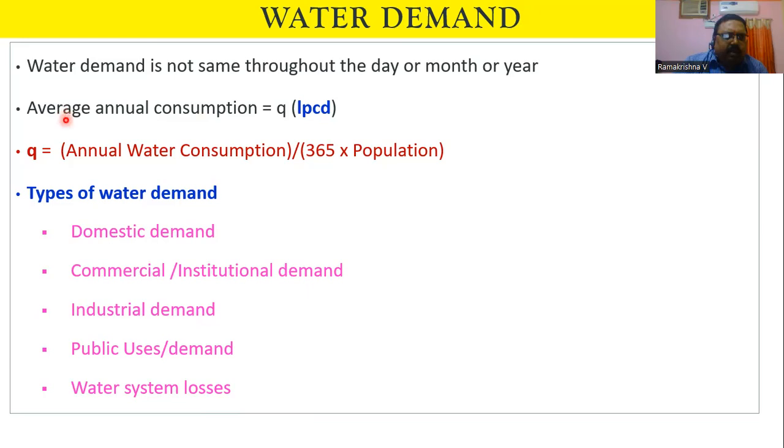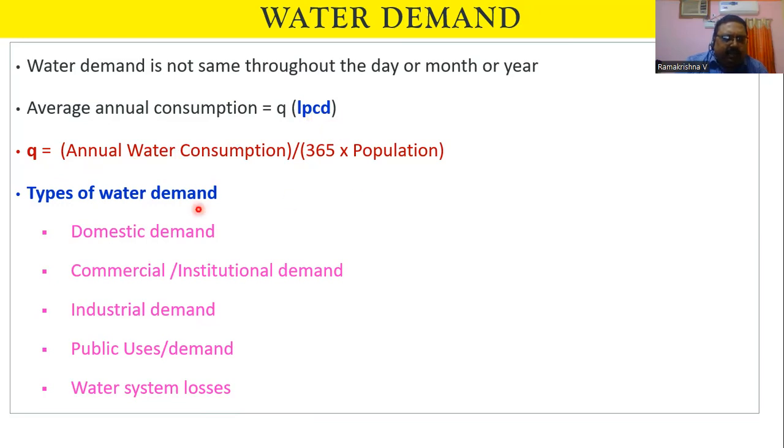So, how to calculate this? The amount of water supplied per year is taken and divided by 365 to get water consumed per day, divided by population to give you per population per day, and you'll be writing it as liters per capita per day. Liters is the amount of water requirement per capita, that is, per person per day. So normally we write like this.